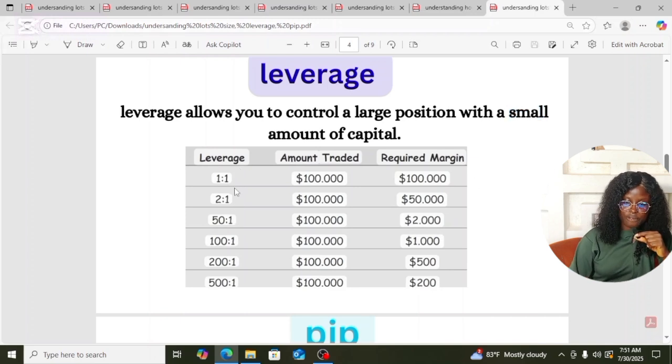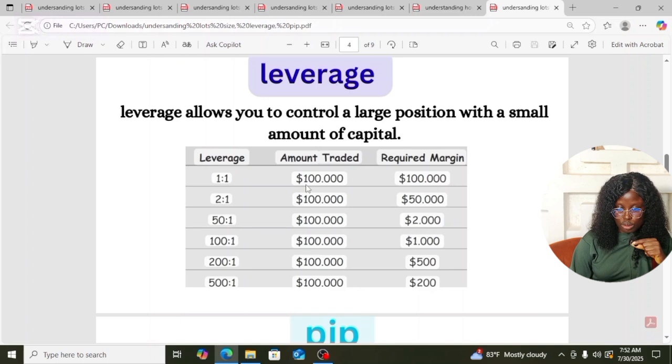Okay, so leverage, your broker can offer you a leverage of 1:1, 1:2, 1:50, 1:100, 1:200, 1:500. Even some brokers offer leverage up to 1:1000, 1:2000. Okay, so what does leverage do to your trading capital, or to your trading account? This leverage makes you able to open bigger positions, or to open many trades. Okay, let's give an example.